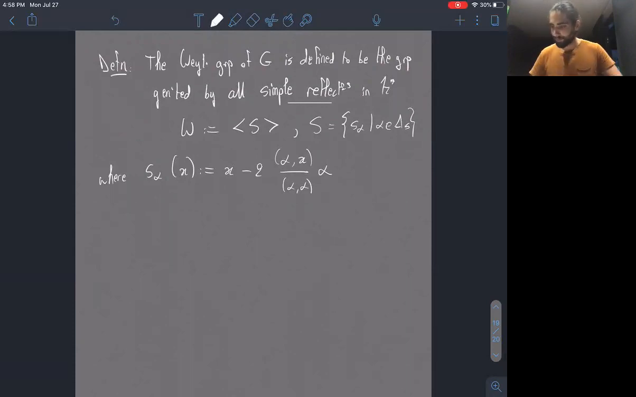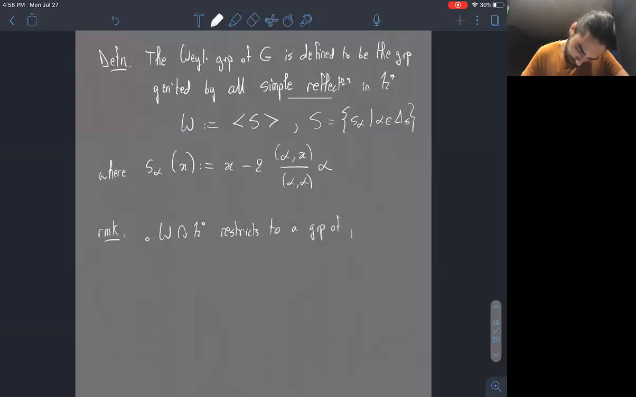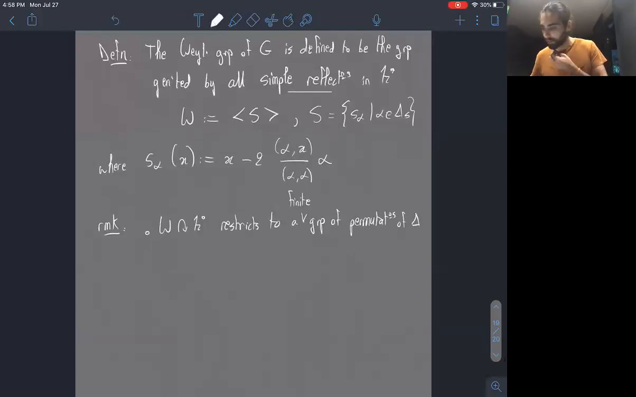Let's see. But we can already say a few things at this level. First of all, the action of W on H star restricts to a group of permutations of the set of roots. So it respects the roots. And in fact, this can be shown to actually be a finite group from the fact that the roots actually generate the Cartan.